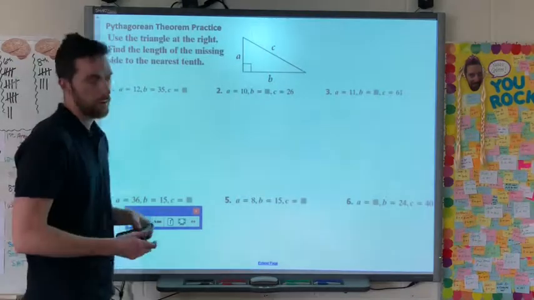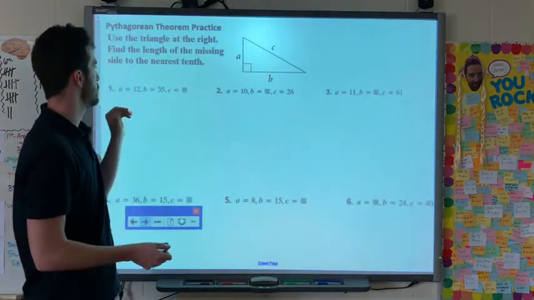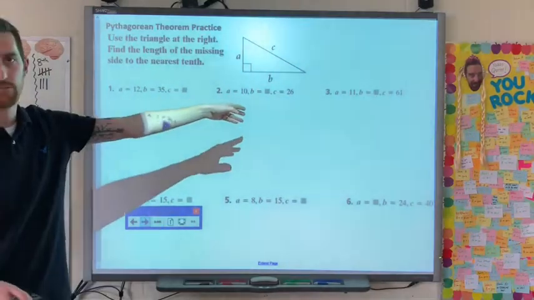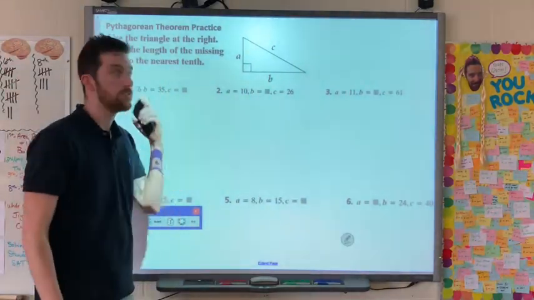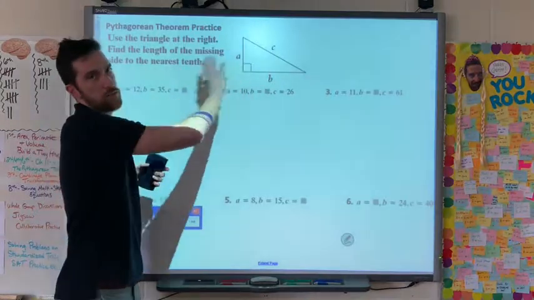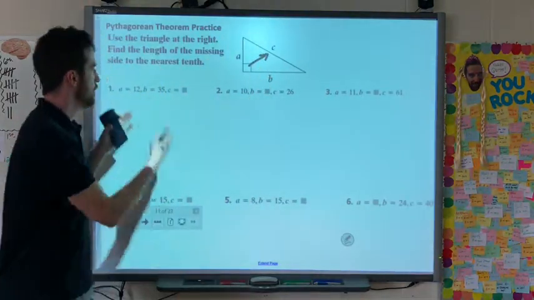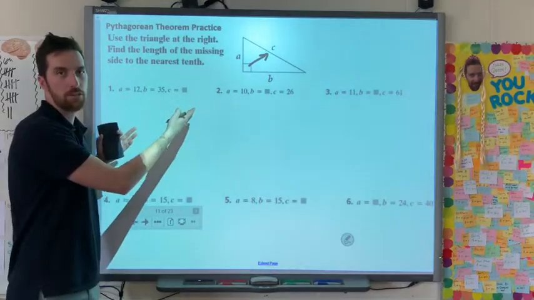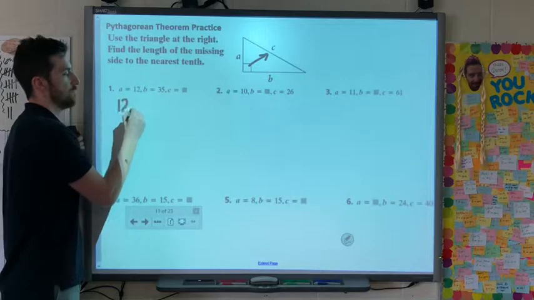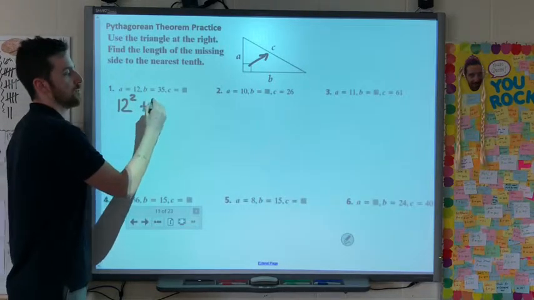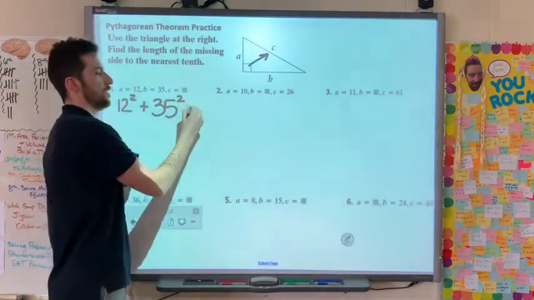Here we go. We'll do number 1 and 2 from these first 6. We are looking for the sides of the triangle. It says look at this triangle. C is the hypotenuse because it is across from the right angle. Number 1 says we are looking for C. They give us A and B. So we say A squared, 12 squared, plus B squared, 35 squared, equals C squared.